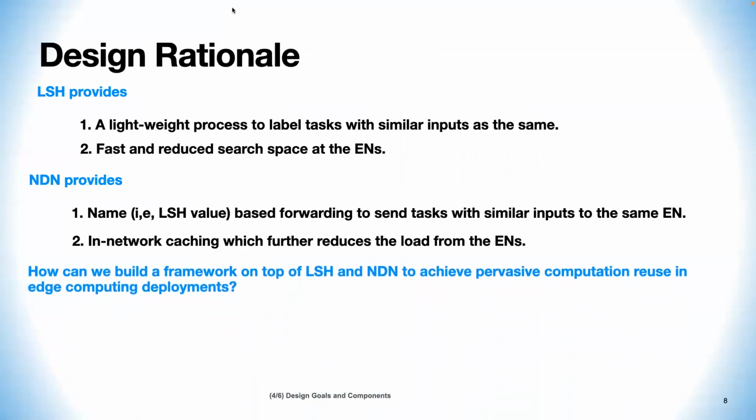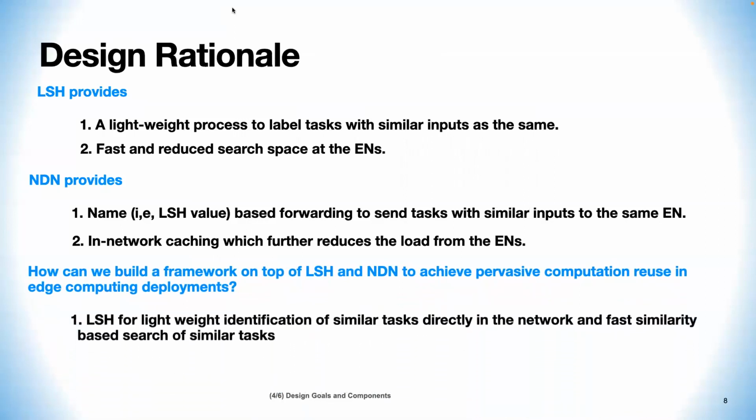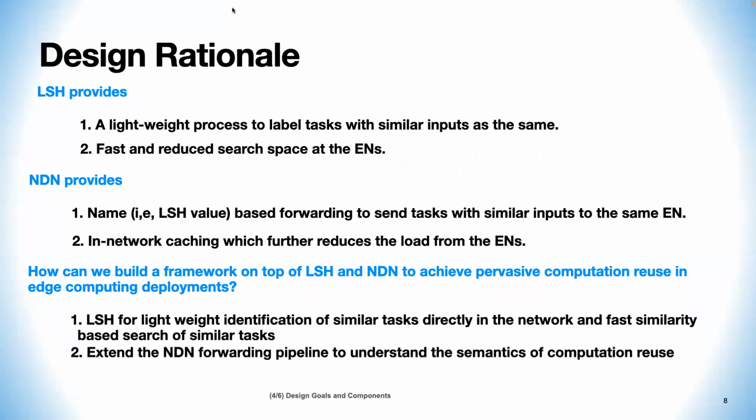So how can we build a framework on top of NDN and locality sensitive hash to achieve pervasive computation reuse? To do that, we can use locality sensitive hash to identify similar tasks in the network and to quickly search for similar tasks. And we need to extend the forwarding pipeline of existing NDN to achieve computation reuse.